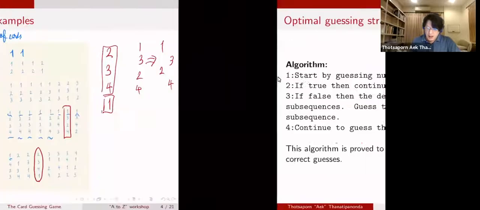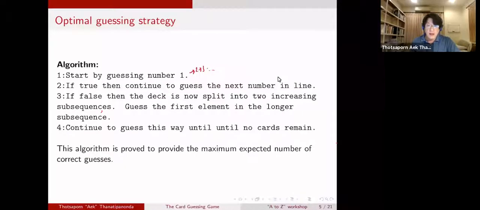If the first one is not 1, then it means that the deck has split into 2 piles already. So then you guess the starting number of the longer subsequence. So only 2 ways: start with 1, and if the deck split into 2, then guess the first element in the longer subsequence. This can be proved to be the optimal guessing strategy, giving you the maximum expected number of correct guesses.